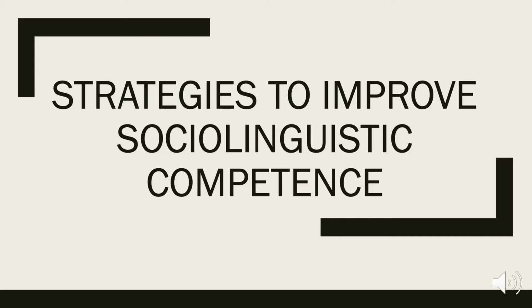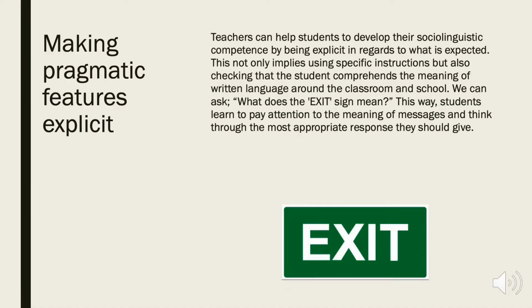Here we have three strategies to improve sociolinguistic competence. The first teaching strategy is making pragmatic features explicit. Teachers can help students develop their sociolinguistic competence by being explicit in regards to what is expected from them. This not only implies giving specific instructions, but also checking what the student comprehends.